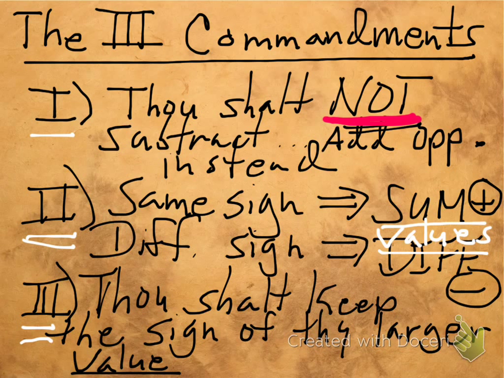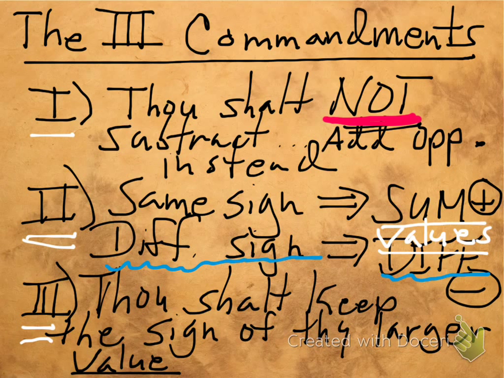If I owe you $3 and I owe somebody else $5, I owe a total of $8. 3 and 5, I'd find the sum, which is 8. And since they were both negative quantities, my end answer is going to be negative 8. The only one that gets a little tricky is the one where we had different signs. If we have different signs, we have that tug of war going on, we find the difference of the values. And the third commandment deals with that. So in this case, thou shalt keep the sign of thy larger value.